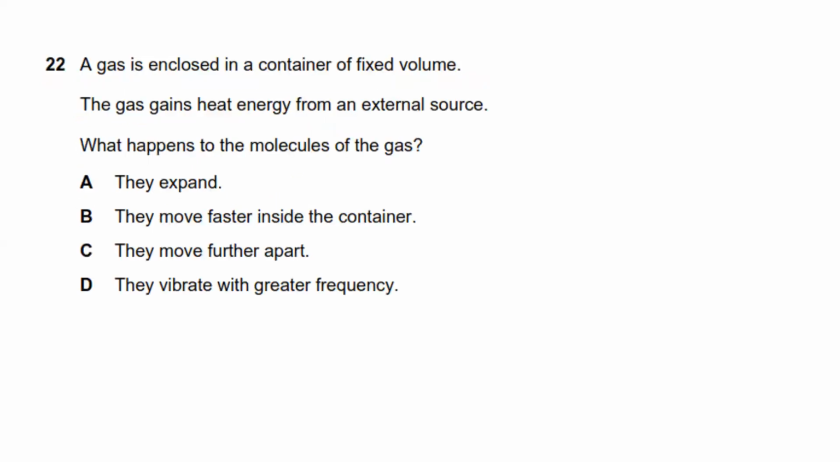Next question, question number 22: a gas is enclosed in a container of fixed volume. The gas gains heat energy from an external source. What happens to the molecules of the gas? So remember the volume is fixed. So PV equals nRT. So nR is also fixed, and the volume is also fixed. So we have P over T equals nR over V, so this should remain constant. The P over T ratio should remain constant.